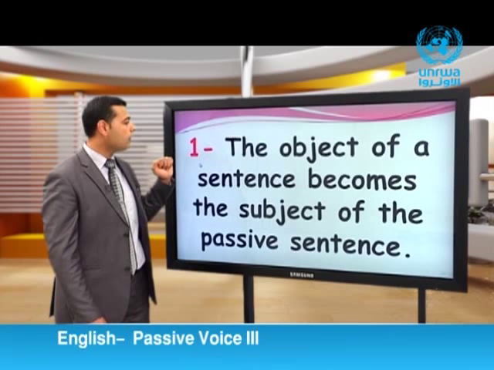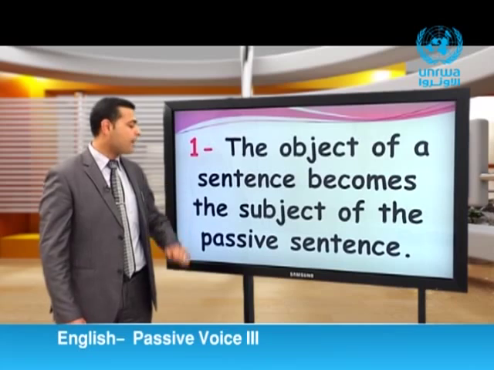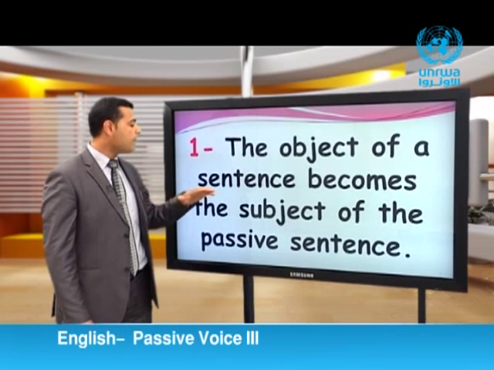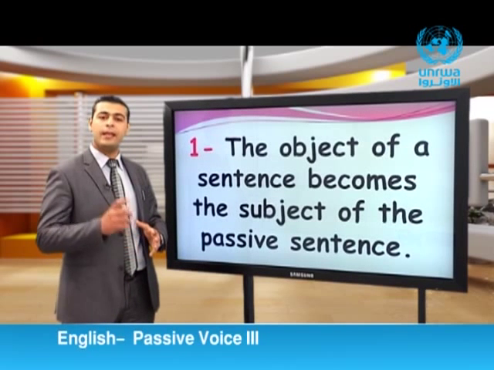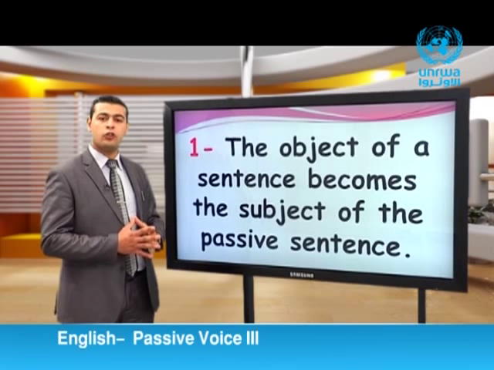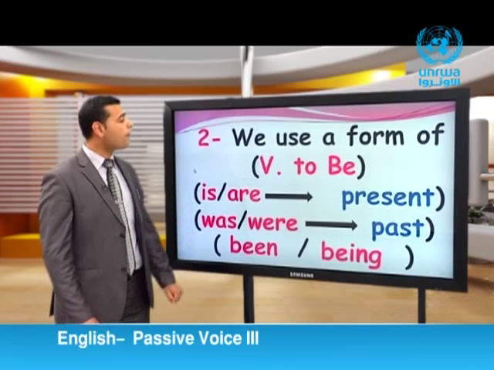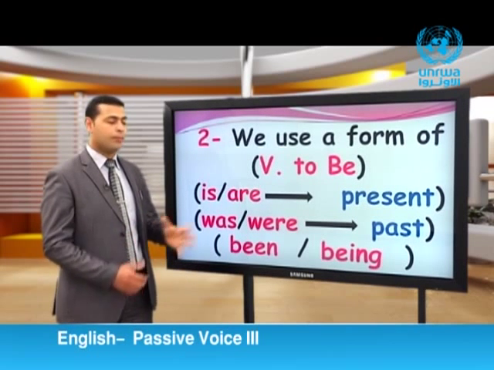Here's step number 1. The object of a sentence becomes the subject of the passive sentence. Again, the object of a sentence becomes the subject of the passive sentence. Okay, step number 2. We use a form of verb to be.